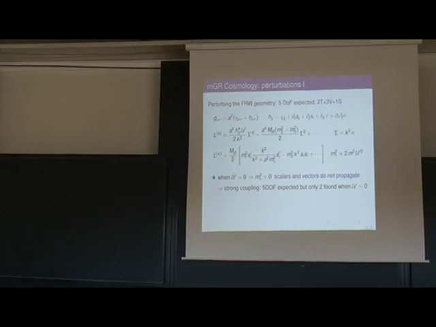So again, there are no problems in the speaking sector. So you see, when U prime is zero, essentially the scalars and vectors do not propagate. Okay, so you have strong coupling again. So in order for this model to be viable, you have to pretend that U prime is not very close to zero. Remember that U prime equals zero corresponds exactly to W equal minus one.